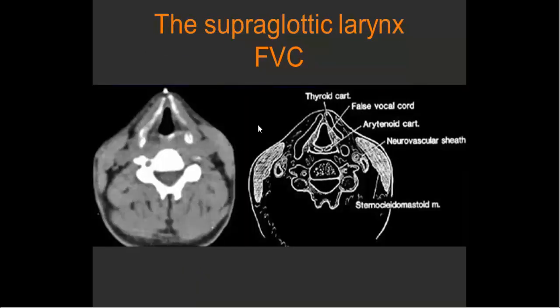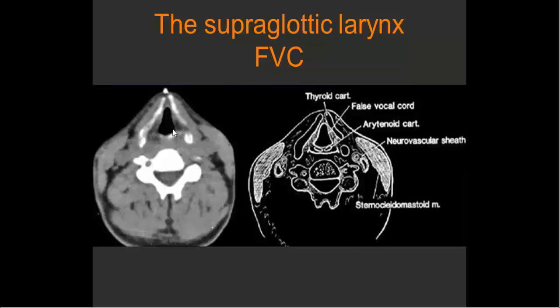This is what we call the supraglottic larynx. The false vocal cord is attached to the apex of the arytenoid cartilage posteriorly and to the thyroid cartilage anteriorly. This is the false vocal cord. We know it by its fat density. It is filled with fat, a mucosal fold filled with fat. In the supraglottic larynx, its landmark is fat density.